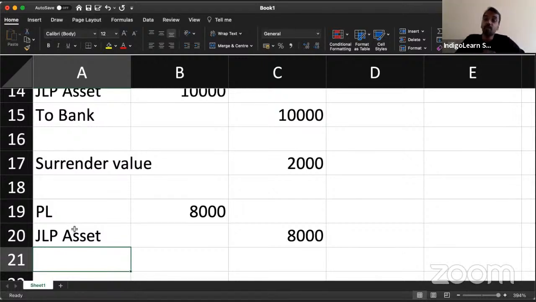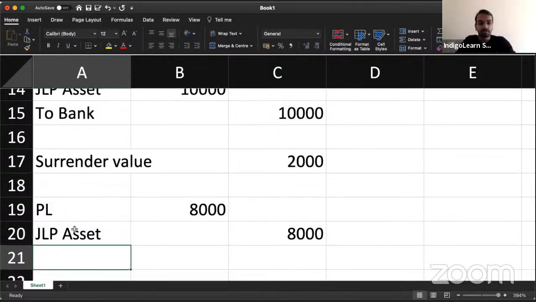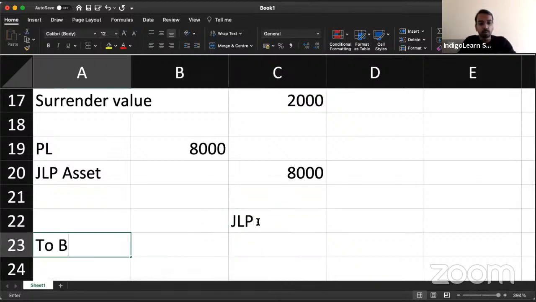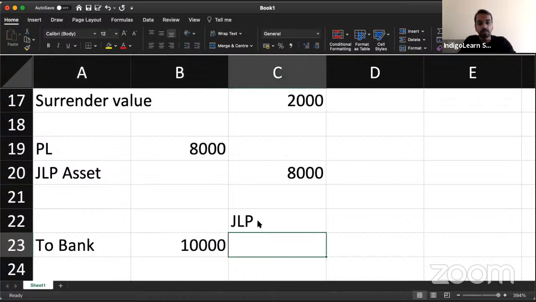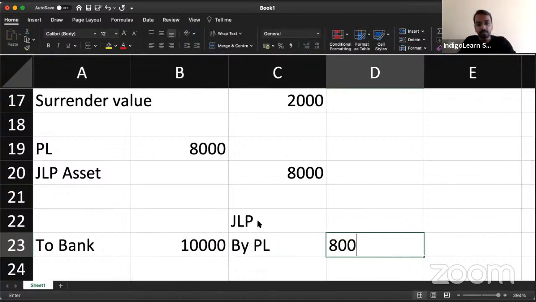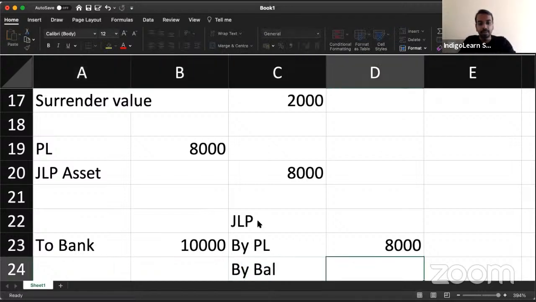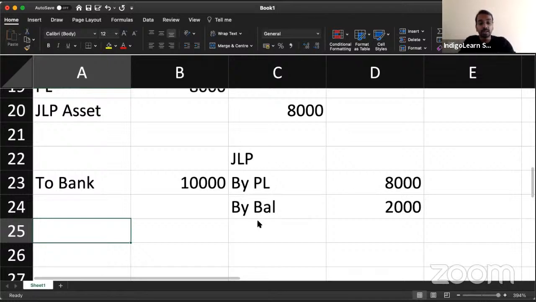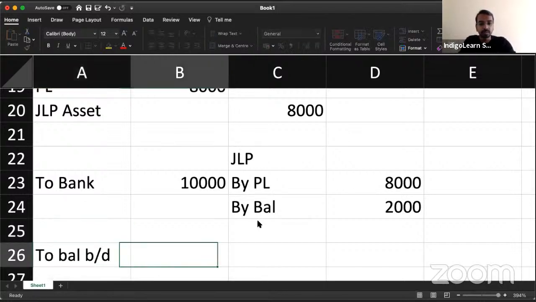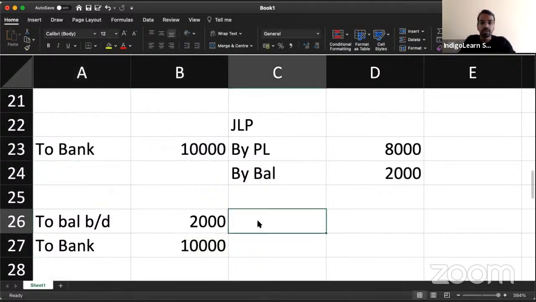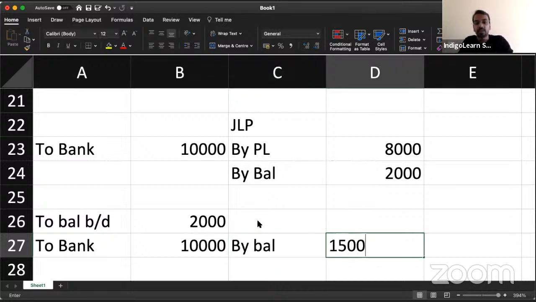Now, what happens when the policy gets matured? Whenever the policy gets matured, whatever is the amount. So, let us say you have a JLP account here. To bank 10,000, by P&L 8,000. What is the balance then? By balance 2,000. Okay. Now next year it will be to balance brought down 2,000. Again, you will have the same entry, to bank 10,000. Then let us say the surrender value at the end of the second year is 15,000.